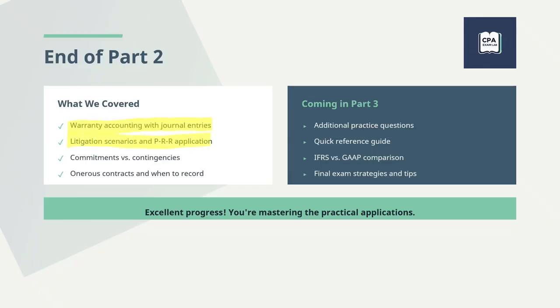Okay, so we are at the end of part 2. We covered the warranty accounting, we did some journal entries, some litigation scenarios. We saw the difference between commitments and contingencies, and examples of onerous contracts and when to record. Now let's go into part 3. We are going to do some additional questions and you will see some IFRS and GAAP comparison.